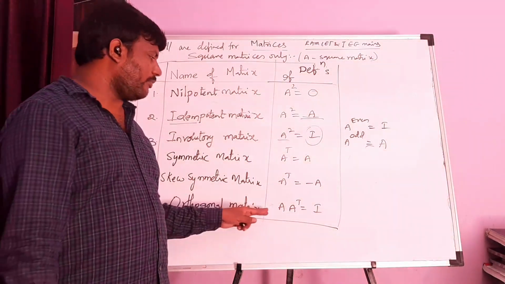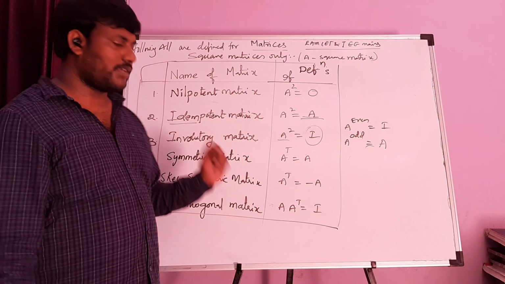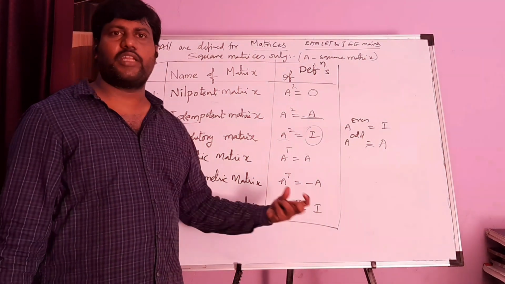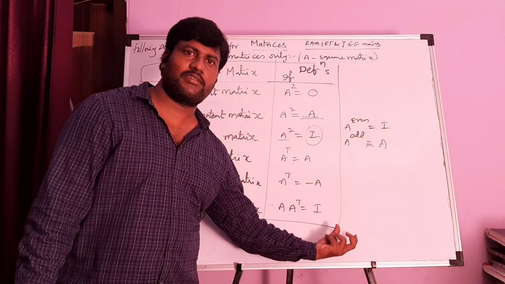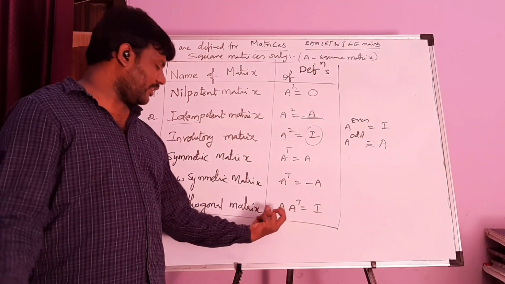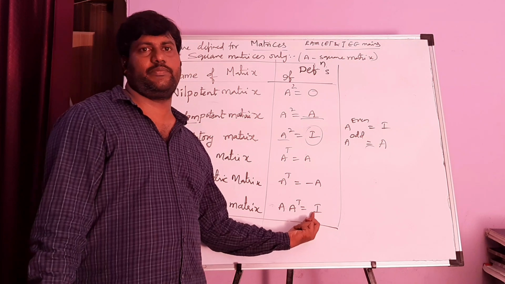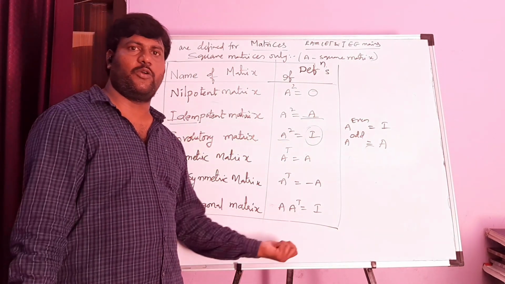Orthogonal matrix: whenever you multiply a matrix and its transpose and you get the identity matrix, such a matrix is called an orthogonal matrix. In the paper, sometimes the question is given like this: A is an orthogonal matrix, then find A. Whenever they ask orthogonal, we use A into A transpose is equal to I. Okay, students, this is very important. Better screenshot it and note it down.